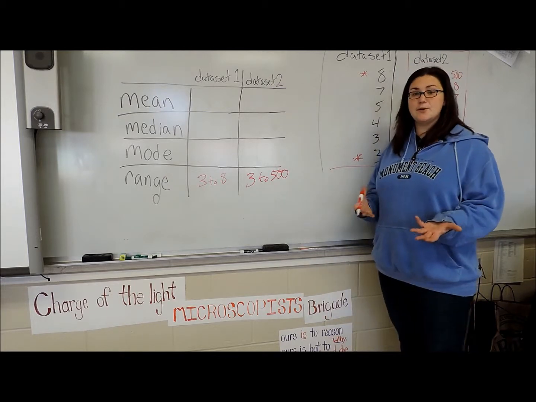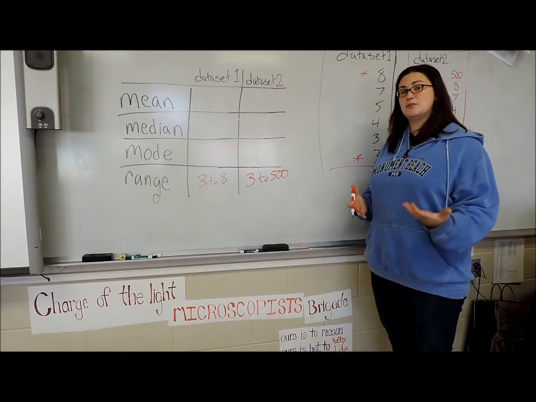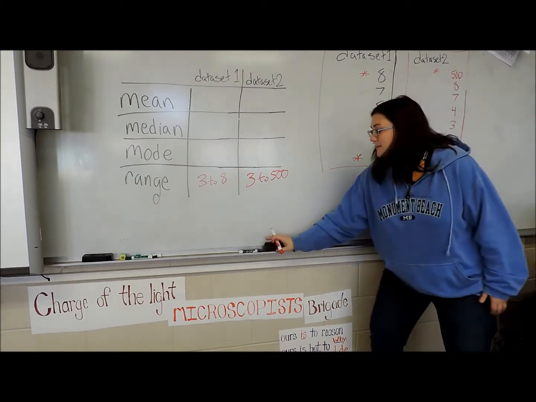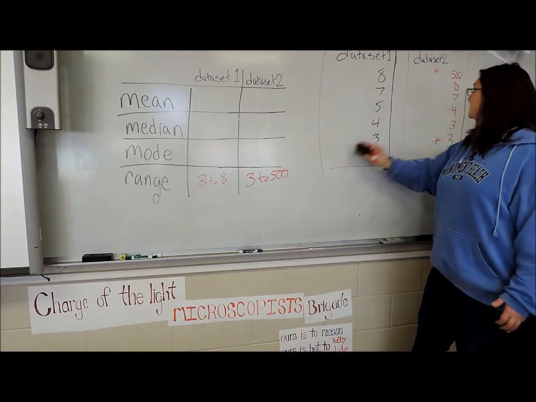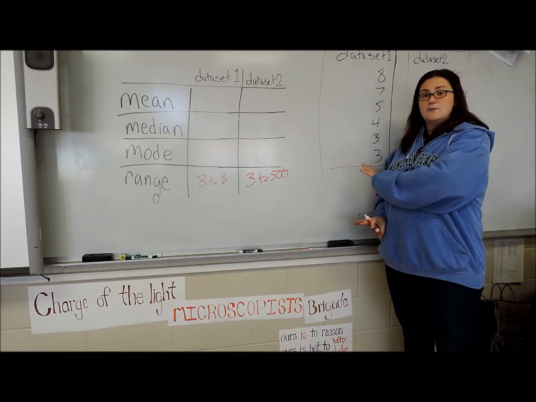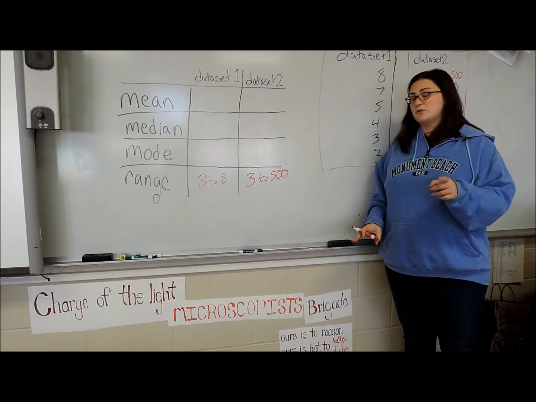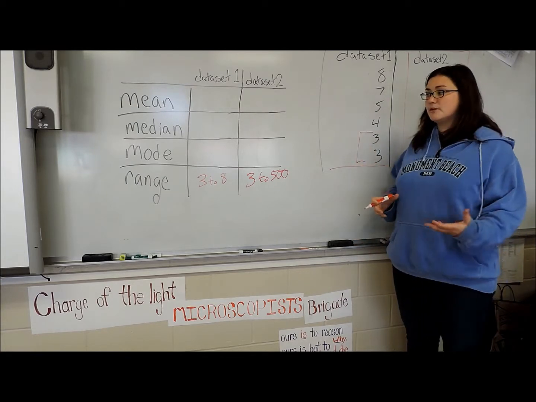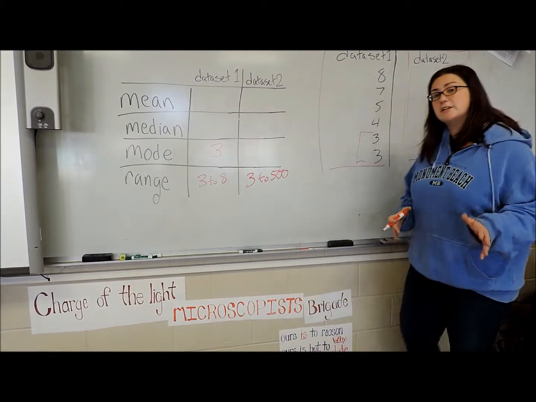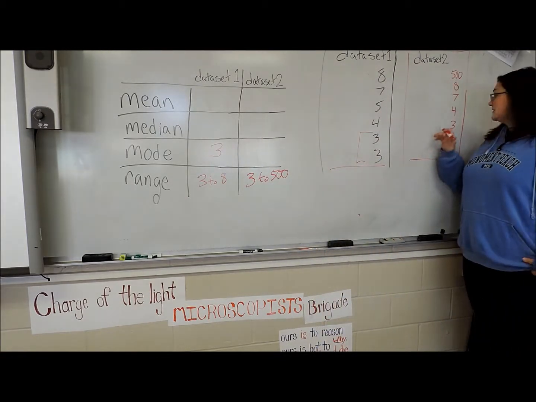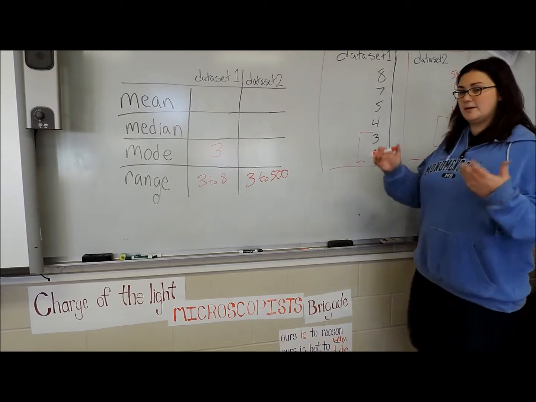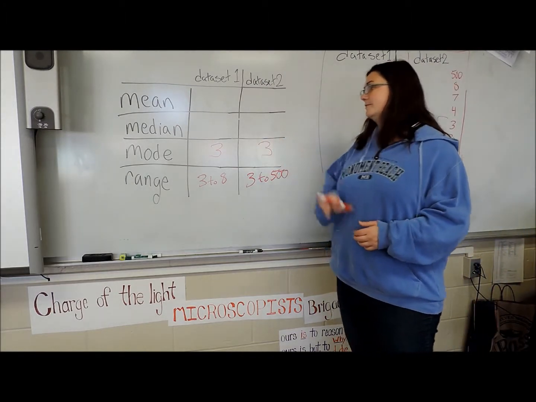The mode is just the number that appears most frequently. In this case, why don't I raise these stars so we can focus in on the mode. In this data set, we only have one number that appears more than once, and that's 3. So 3 will be our mode because it appears most frequently. If we take a look at data set 2, similarly, there is only one number that appears more than once. It appears most frequently, and it is 3.